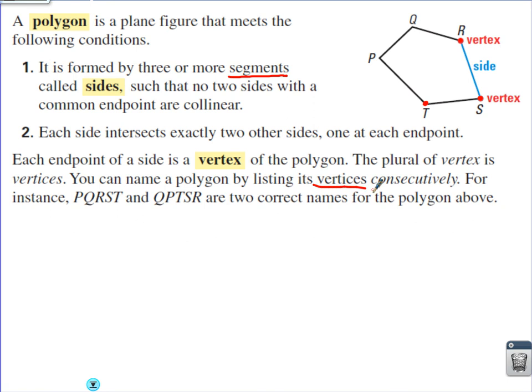You can name a polygon by listing its vertices consecutively. For instance, PQRST, or you could say QPTSR are two correct names for the polygon above. You just list all the vertices. Same way you do with triangles. Same thing you do with quadrilaterals. You just list their corners in order, and it doesn't have to be alphabetical order.